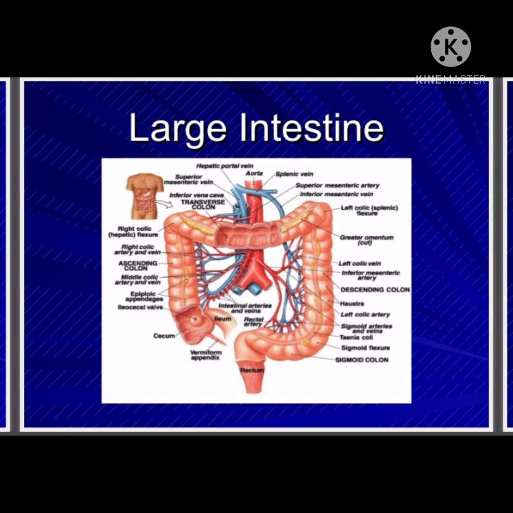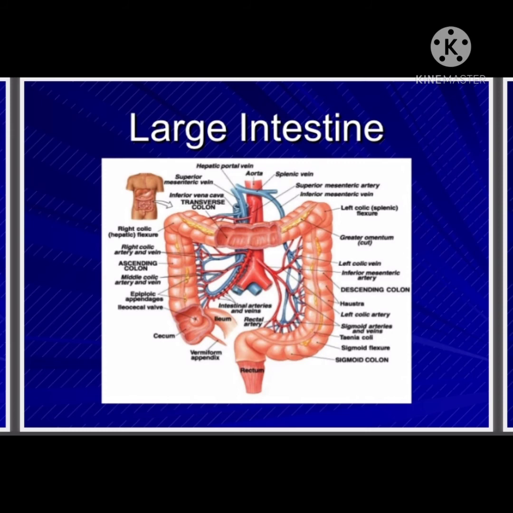Then from the small intestine, the undigested food is collected in a small space called the rectum, and from this rectum it is excreted out with the help of the anus. So these are the important parts of the human alimentary canal.